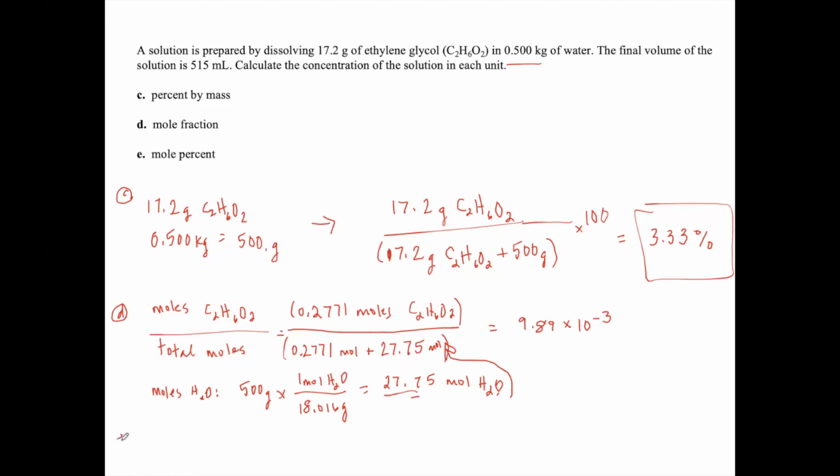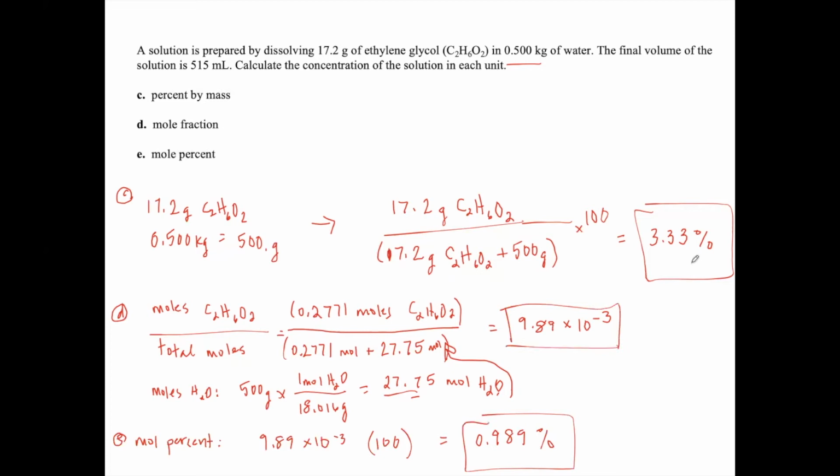Mole percent. You're just taking that 9.89 times 10 to the negative third and multiplying it by 100 to get a percent. So that's 0.989%. Okay. So your percent by mass is 3.33%. Your mole fraction is 9.89 times 10 to the negative third. And your mole percent is 0.989%.